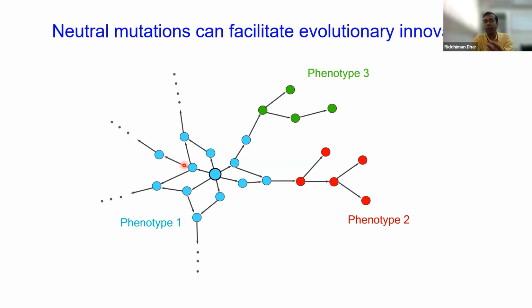Now, at some point, there might be some genotypes that actually can give rise to new phenotypes, and these might be helpful when there is an environmental change, right? So this red phenotype or the green phenotype could help the organism to adapt to these new environmental conditions.